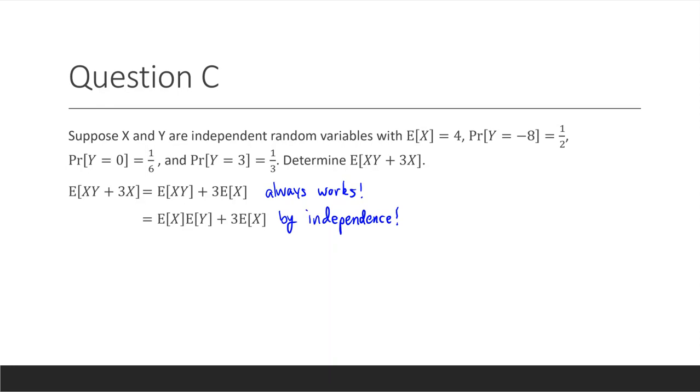And so plugging in what we're given, we have 4 over here. Then in here, we're computing the expected value of y using the given probability distribution function, and then adding 3 times 4, because 4 is the expected value of x. Putting that all together, we get 0.